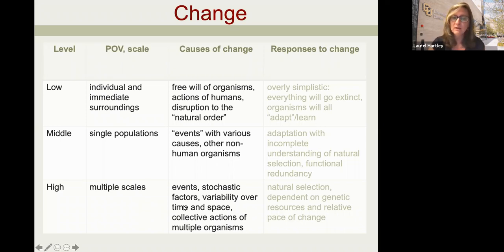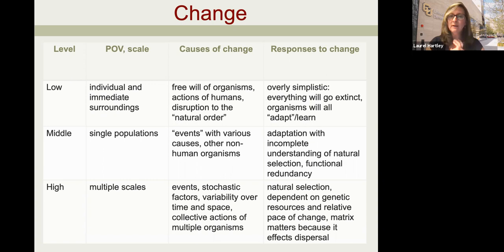Higher level students talked about events. They talked about stochastic factors. They talked about inherent variability within a system. And they also talked about collective actions of multiple organisms. And this is super important if you want to think about things like climate change, or if you want people to reason about how multiple organisms could be taking actions that have an emergent effect.